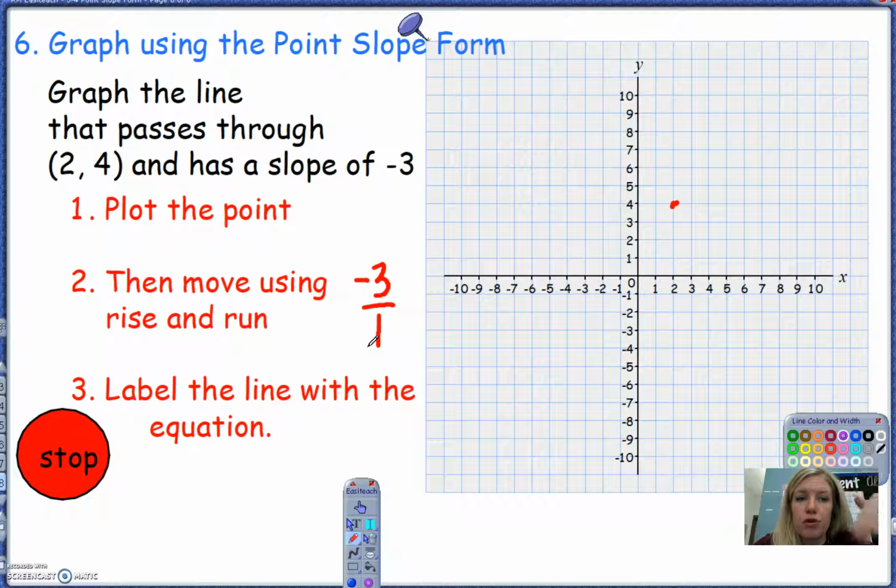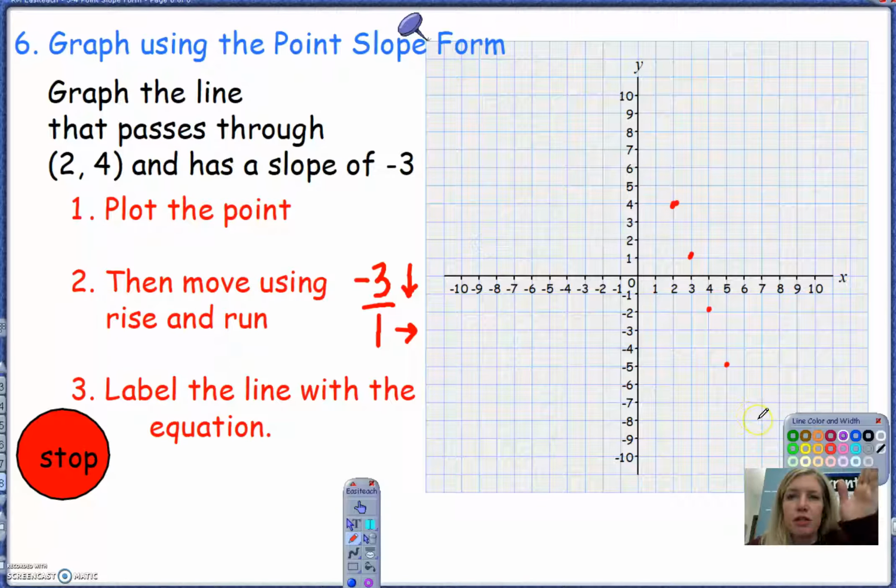Your rise over your run. That means go down 3 and 1 to the right. And you're going to do that from that point that you plotted. So we're going to go down 1, 2, 3, and 1 to the right. Then again, down 1, 2, 3, and 1 to the right.